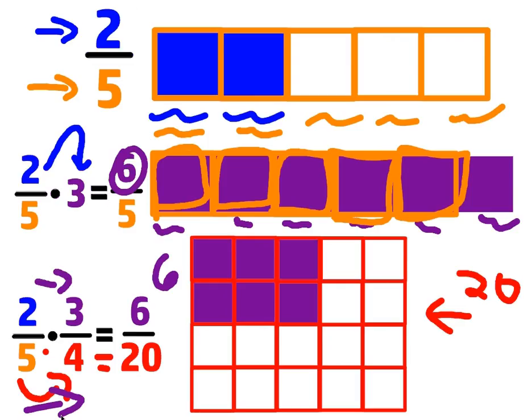6 out of 20 of the glass of water is filled, which I know simplifies to 3/10. So it'd be less than half, right? So same concept, part to whole. You multiply the numerators to get the part filled in, and the denominators to get you the total parts.